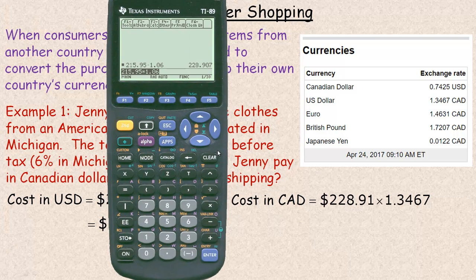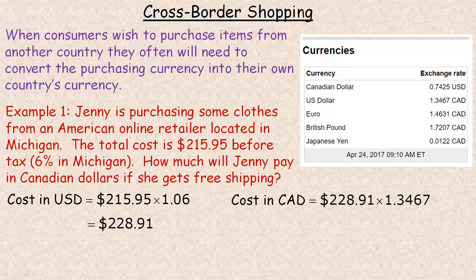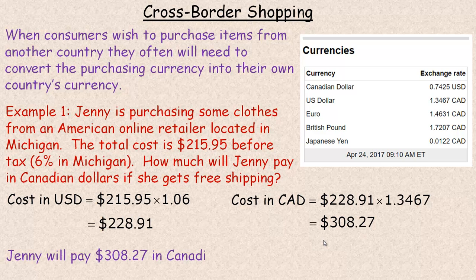So back to my calculator again, 228.91 times the 1.3467 gives me 308.273. Again, it's money, so we round to 27 cents. The 3 is smaller than a 5, so the 7 does not round up, so it stays 27 cents. So $308.27 is what Jenny's going to pay in Canadian dollars.